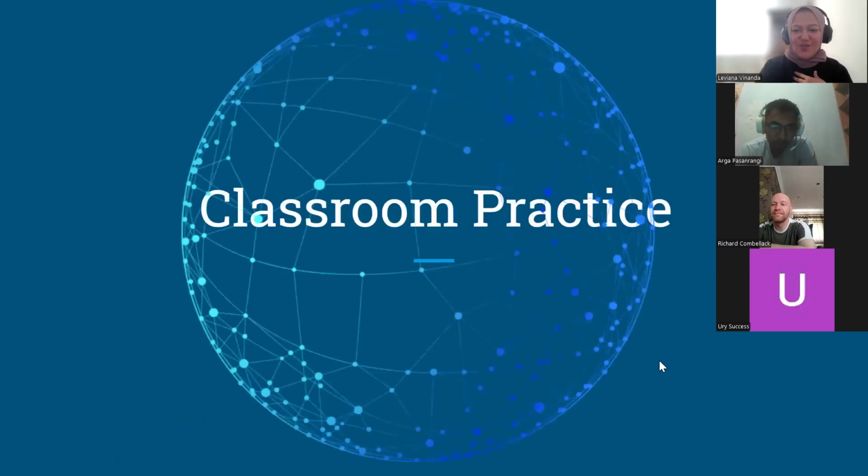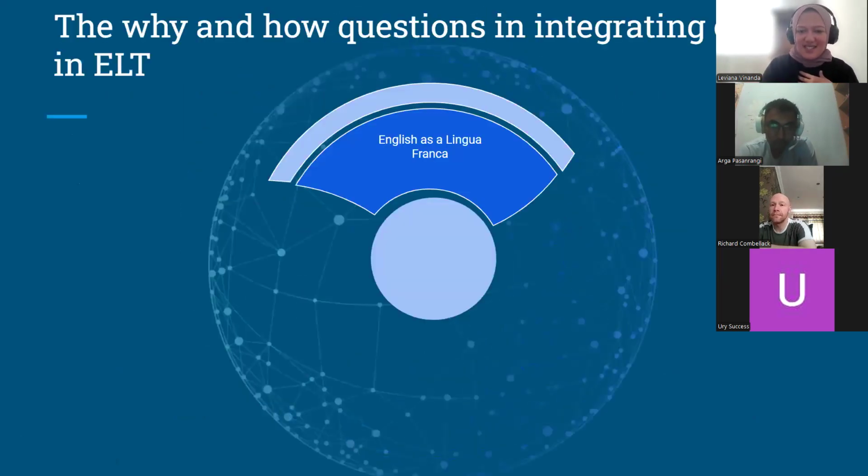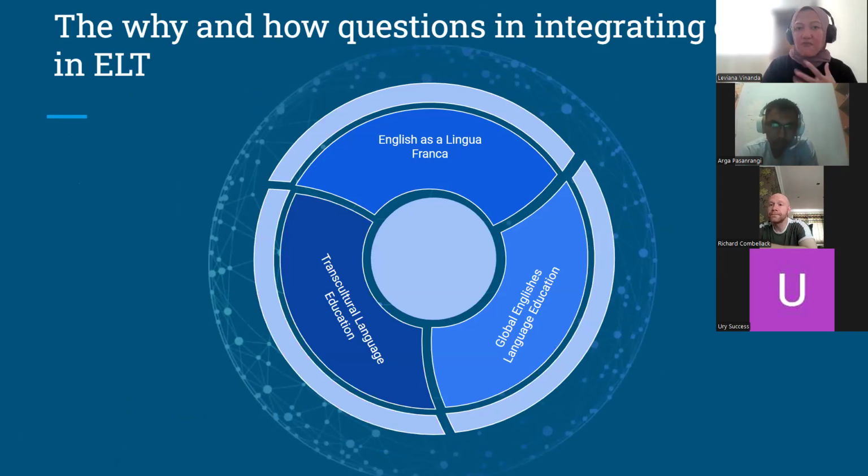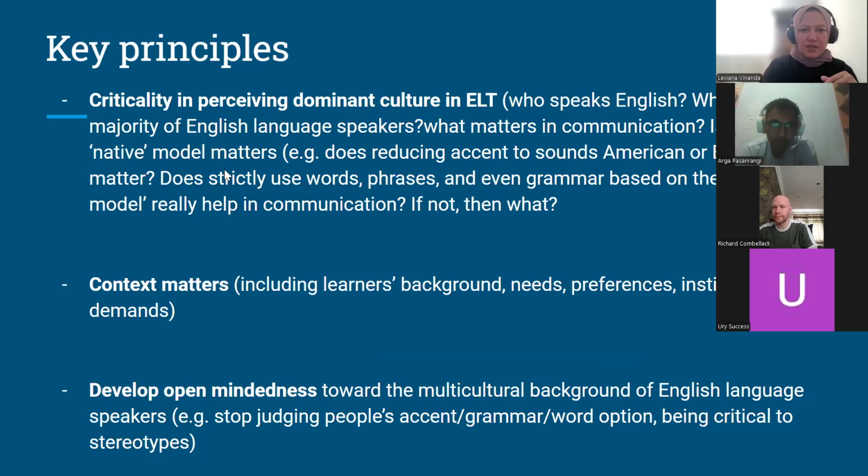So let's move on. Classroom practice. We have discussed the perspectives from English as a lingua franca, global English as language education, and transcultural language education. So hopefully it has given us some insight into why it is relevant to integrate culture in English language teaching, and the how. Okay, so developing open-mindedness is important. Context matters, and being critical about which language, which form of English, which variety of English we would like to deliver to our students.